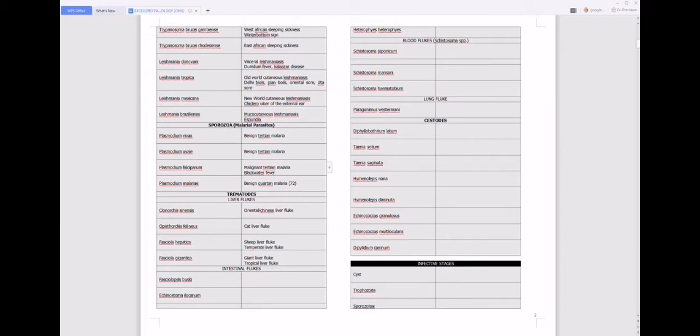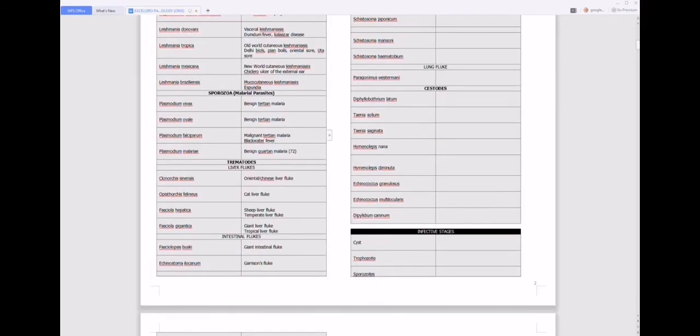Okay? So next are the intestinal flukes. Liver flukes yung kanina, ngayon intestinal naman. Fasciolopsis buski is also called the giant intestinal fluke. So giant liver fluke is Fasciola gigantica, but giant intestinal fluke is Fasciolopsis buski. Pag giant intestinal roundworm, Ascaris lumbricoides, di ba? Okay. Next is Echinostoma ilocanum, Garrison's fluke. So take note, Echinostoma ilocanum, Garrison's fluke.